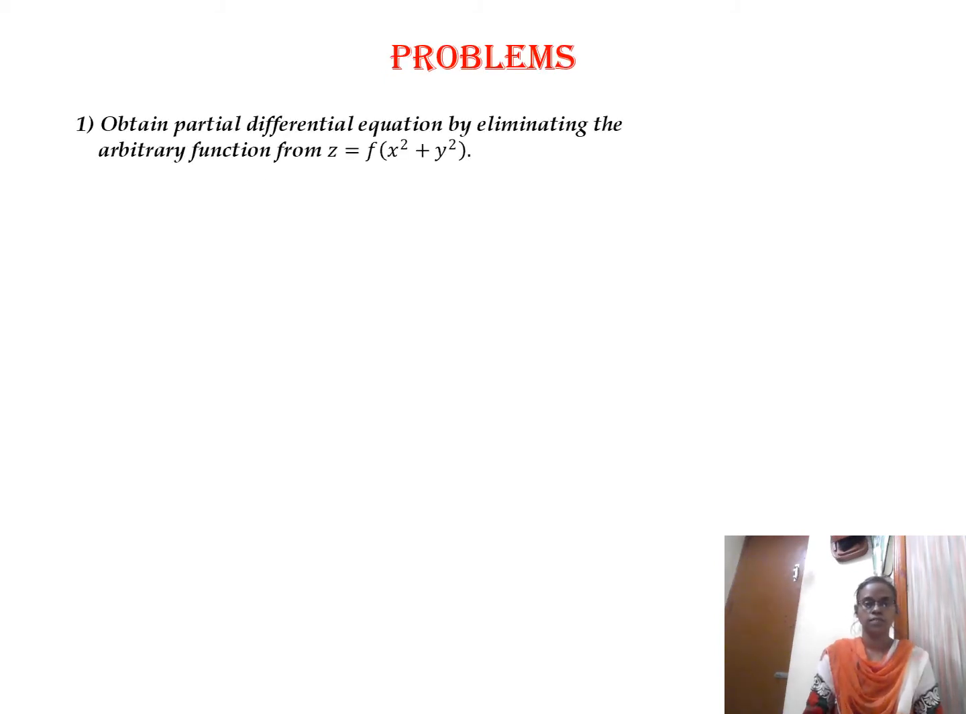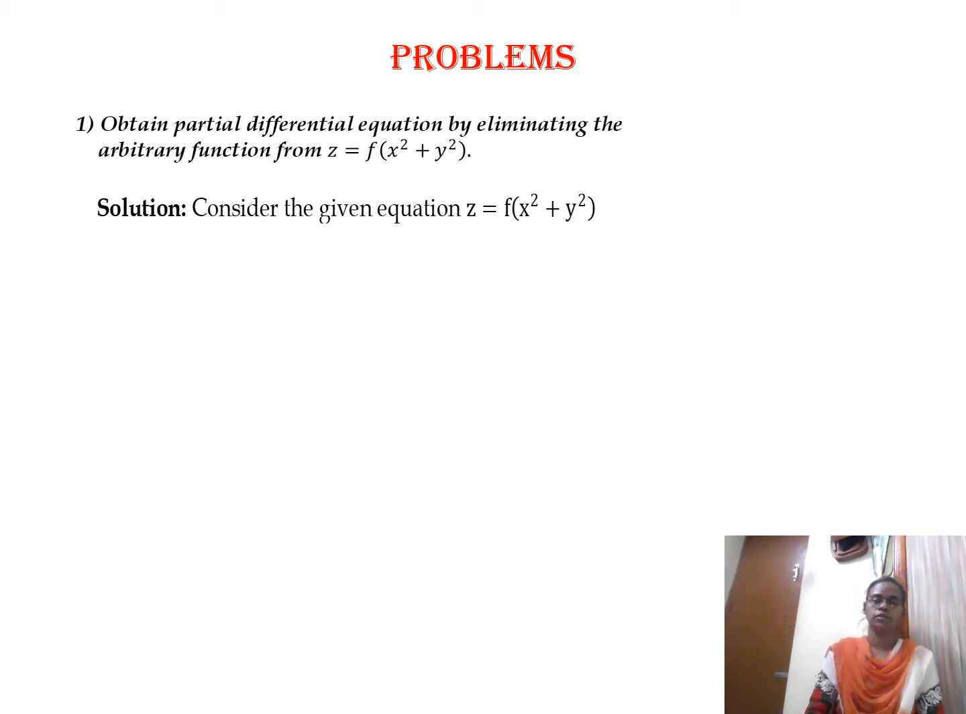Now let us solve some problems in this method. First one, look at this problem. Obtain the partial differential equation by eliminating the arbitrary function from z equal to f of x squared plus y squared. So first consider the function equation z equal to f of x squared plus y squared.